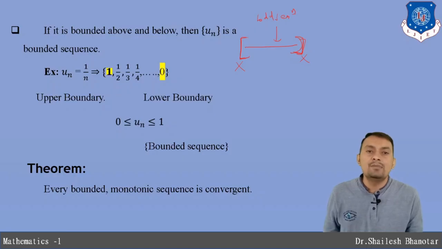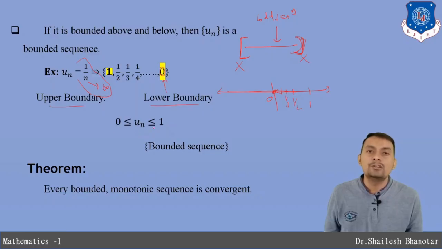So let us see 1 by n. This is our real line, and this is 0. 1 is there, n equals 1 by 2, n equals 1 by 3, 1 by 4. That means when n tends to infinity, our number is going to be exactly 0. Therefore it is bounded below by 0 and bounded above by 1, the maximum number is 1 and the minimum number is the lower bound. So we can say this is the lower boundary and this is the upper boundary.